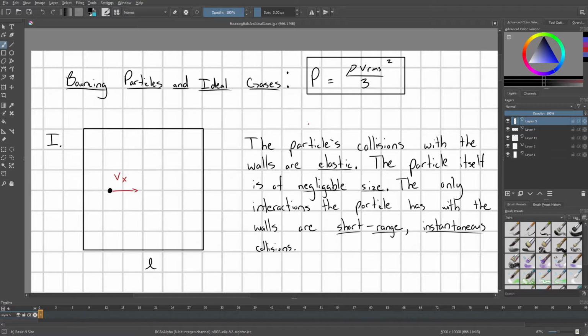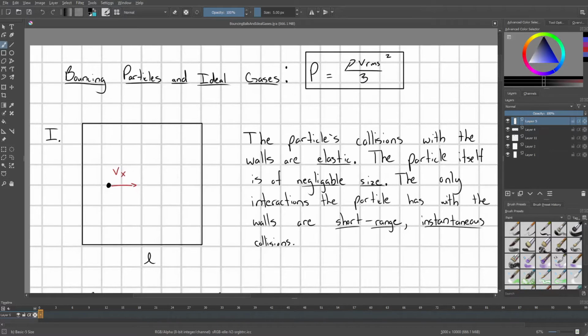So for this set, I'll call it bouncing particles and ideal gases. We're going to try to build up to this idea that the pressure of a gas is related to its root mean square speed, which I've indicated in this box up there. That's where we're trying to head. We're trying to relate a macroscopic property of a gas, like the pressure, with its root mean square speed, which is a microscopic property of the gas.